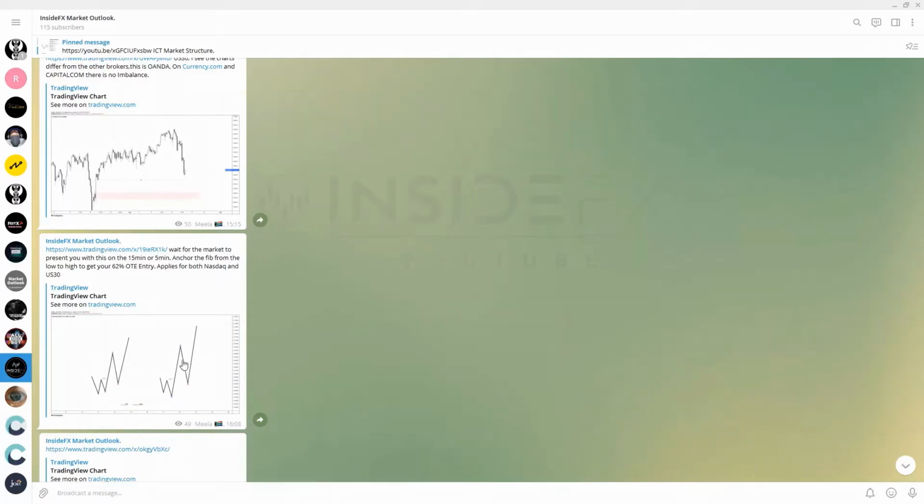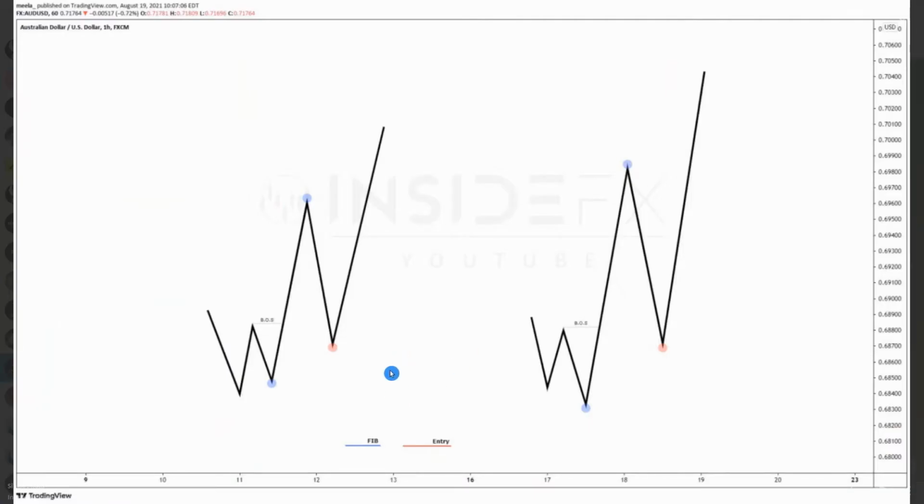I said once price gets into the weekly time frame area of interest, you can then stalk your lower time frame, whether it's your 15-minute or your 5-minute, whichever time frame you use for entries. You want to wait for a break of structure, and then wait for a retracement. The blue is just where you anchor your fib from the low to the high, and the retracement, which would be your OTE, the ICT optimal trade entry, is the 62%. From that fib level you can then look for long opportunities.